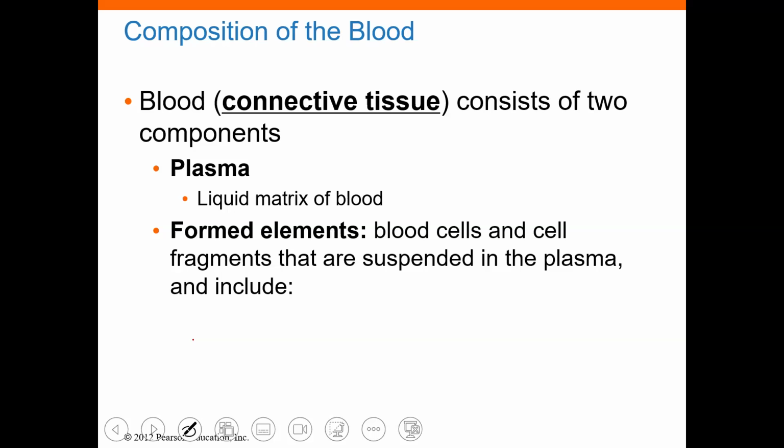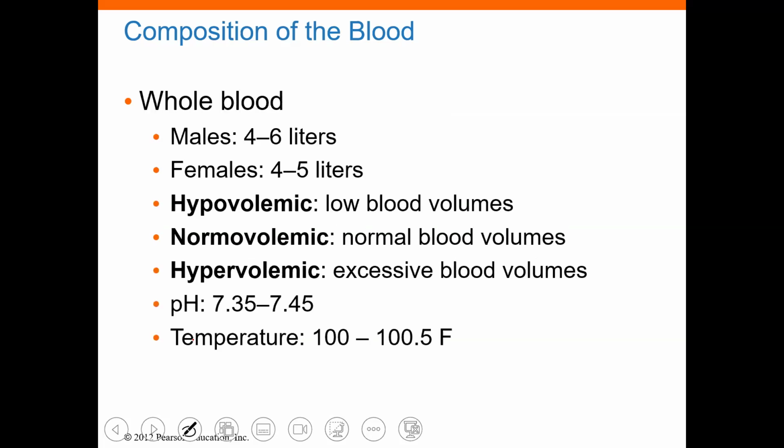Our blood is really the ultimate connective tissue, connecting every part of our body. And it consists of two components: plasma, the liquid matrix of blood, and formed elements. I have a little video for you on this and a little note packet to help illustrate this as well. The formed elements are blood cells and cell fragments that are suspended in the plasma, and together they make up whole blood.